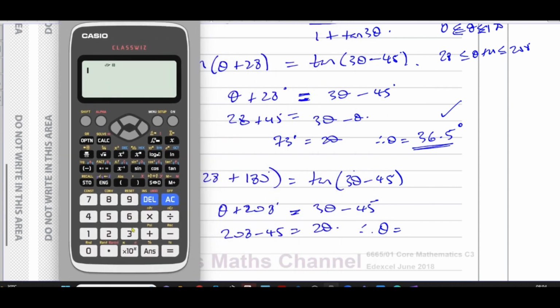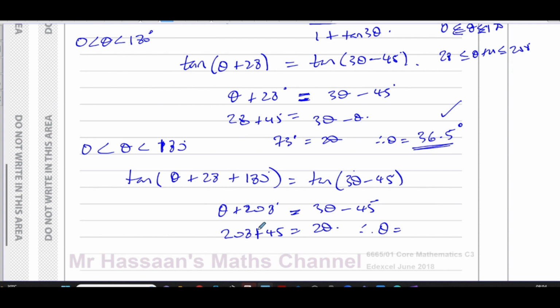So we have 208 minus 45 divided by 2, which gives us 81.5. Hold on. We have to add 45. Sorry, what am I talking about? That's my bad there.